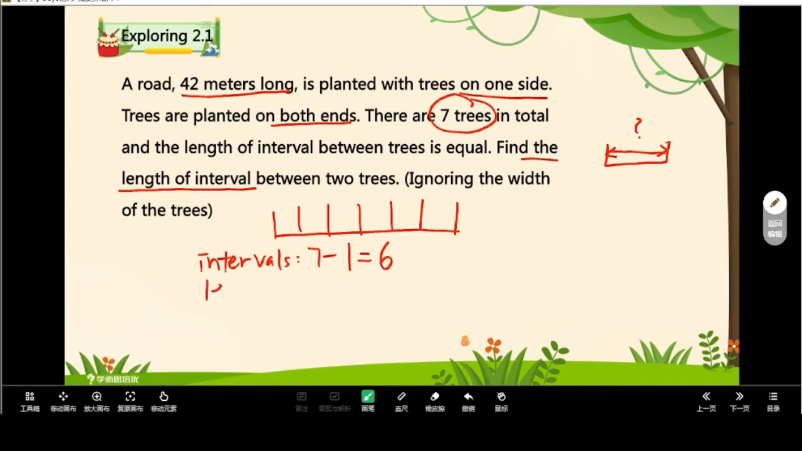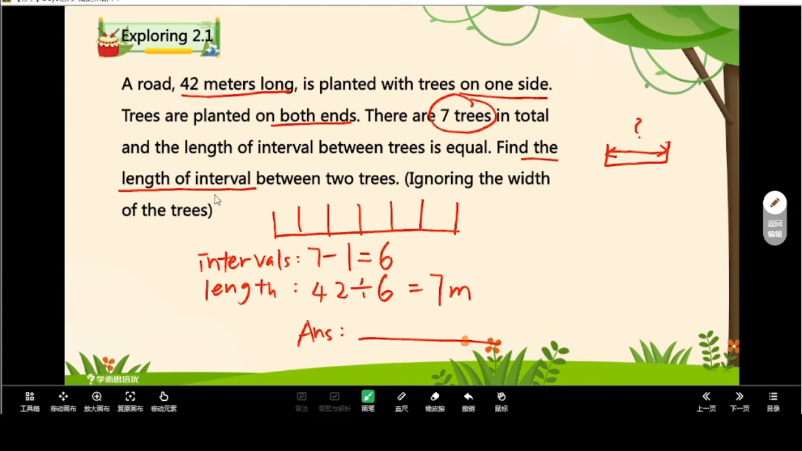And how can we find the length of one interval then? Can I use 42 times 6? Am I correct? No. Why? Yes, because 42 meters is talking about the total length of the road. So we need to use 42 divided by 6 equals 7. So what is the unit here? Meter. Don't forget your unit. And write down your answer lastly. Okay, then we have finished the question and get full marks here.